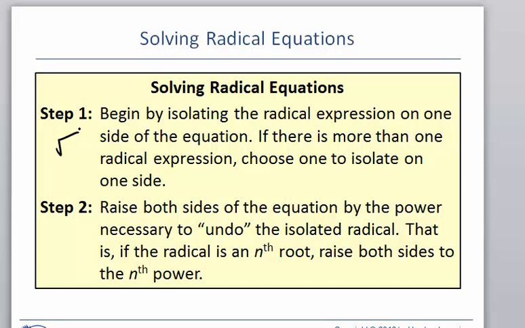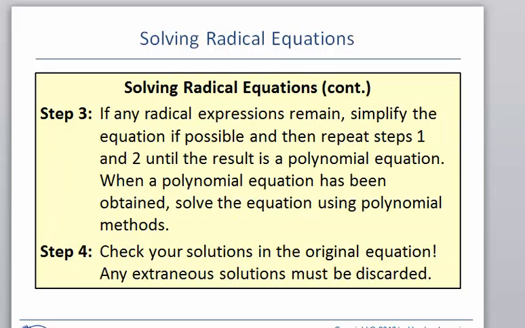Step 2 says to raise both sides of the equation to the power necessary to undo the isolated radical. So, for example, if we have a third root in our problem, we will raise both sides to the third power. If we have a fourth root, we'll raise both sides to the fourth power, and so forth. Step 3 says, if any radical expression remains, we're going to simplify the equation if possible, and then repeat steps 1 and 2 until we don't have any more radicals.